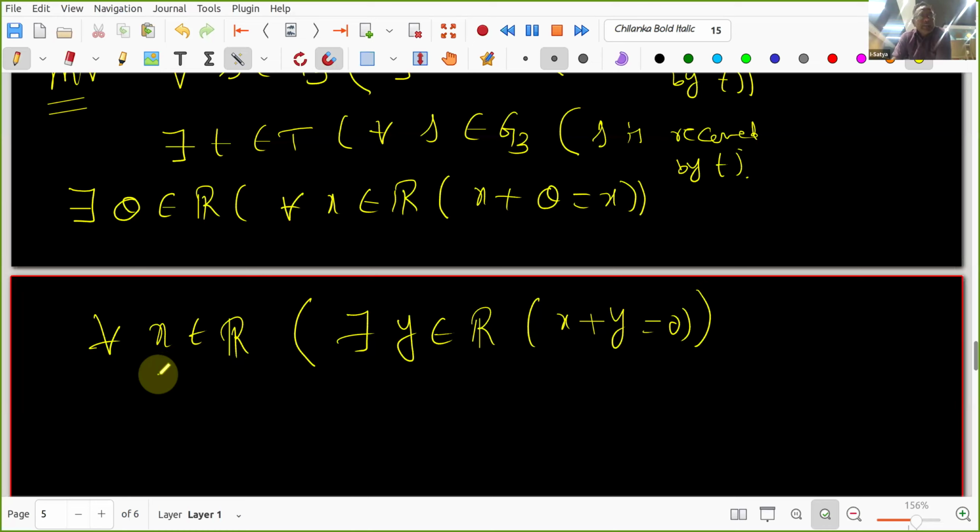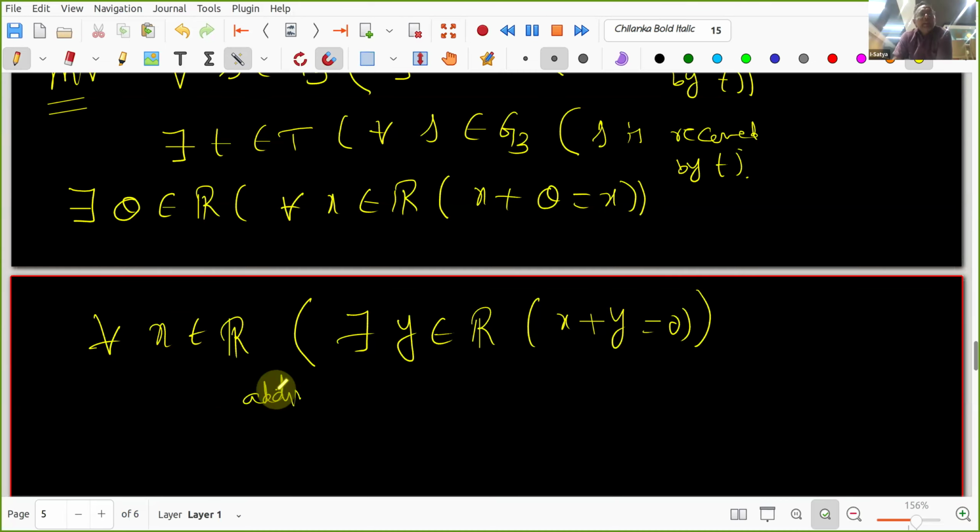x is, say, -50. What is y? Then y is +50. So given any real number, there is a real number y. Minus 50, it is 50, right? 100, it is minus 100, right? Given any real number, there is a real number y such that if I add, I'll get 0. So what is this property? Do you know? Additive inverse, wonderful.